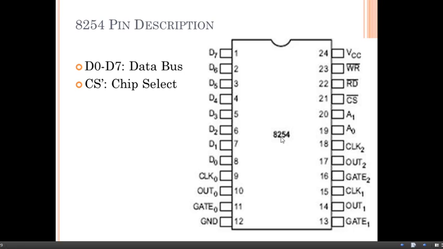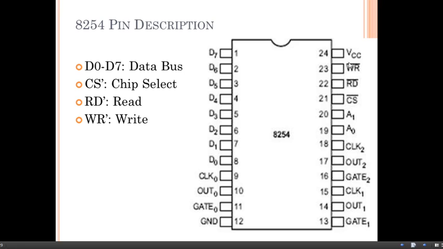Otherwise 8254 will remain in deactivated state. Next is read bar. It is also active low, pin number 22. Again it is an input signal which is used along with the address lines A0 and A1 to send the data from the counter to the data lines D0 to D7. For that purpose this read bar signal is used.